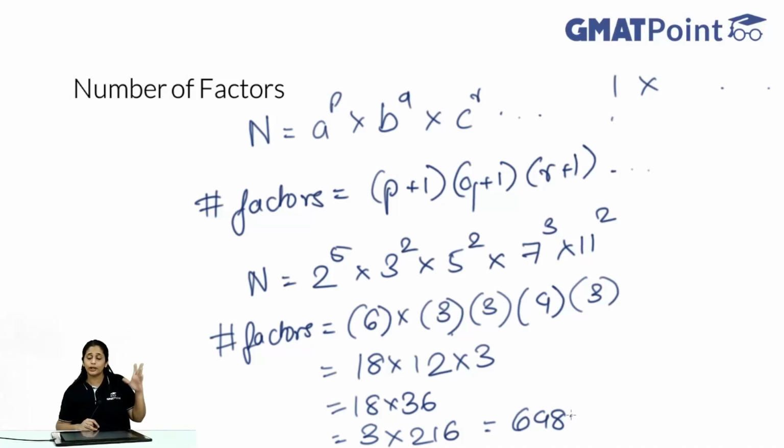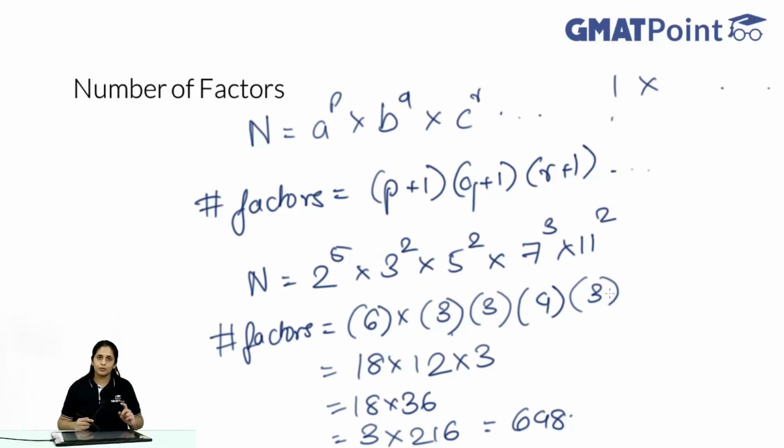It has 648 factors. So it is impossible to count it one by one. So this is where the formula comes in. If you are asked, if this is a large number, what is the number of factors of n? Do prime factorization. Consider each prime factor, find out the index of the prime factor.